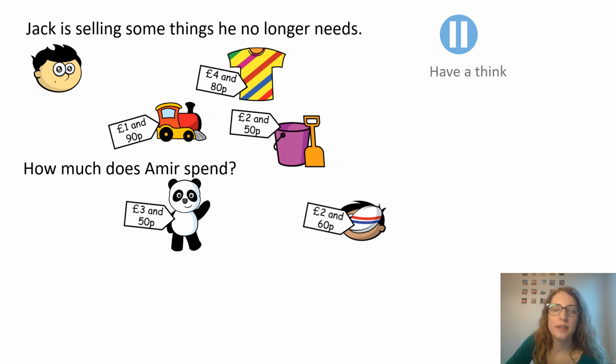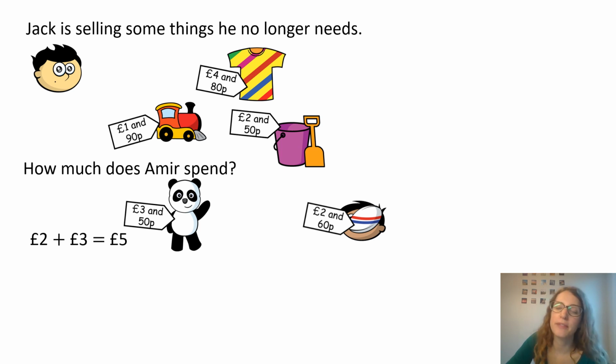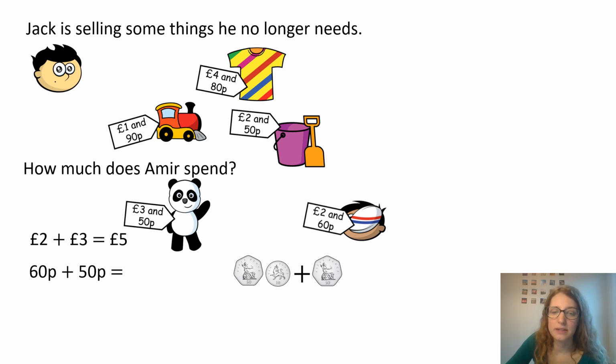Okay, so let's have a look through. So we've got the £2 from the ball and the £3 from the panda. Then we've got 50 add 60. Okay, so if we look at it in coins here, what could we do? Could we rearrange them in any way to make that a little bit easier? Okay, so if we start with the 2 50 pences, we know from yesterday that makes, hopefully you got £1. Okay, so it's £1 with that extra 10 pence as well.